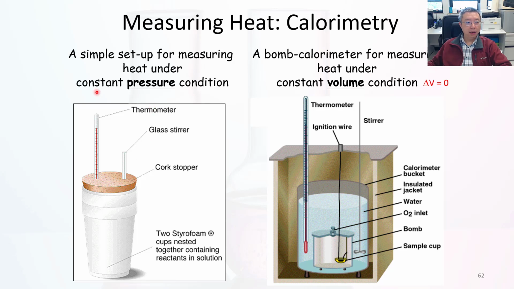In this case, because it is not sealed, this is a constant pressure condition. So we measure the heat under constant pressure. This is a very simple constant pressure calorimeter. We could also use a bomb calorimeter. In this case, everything is sealed from the outside, so the total volume of the system does not change, even if a gas is generated inside.